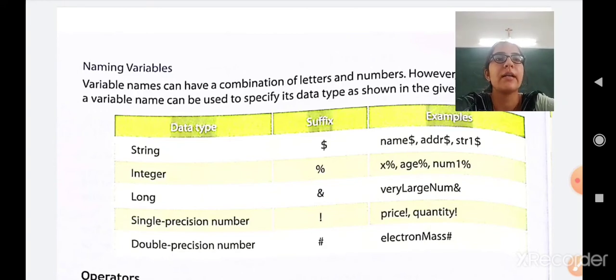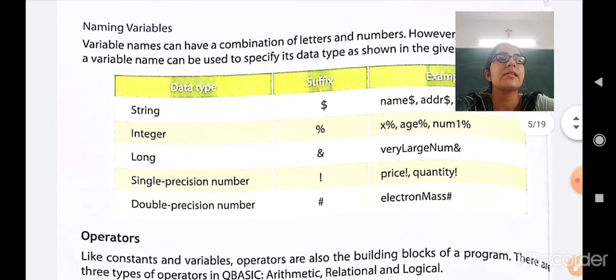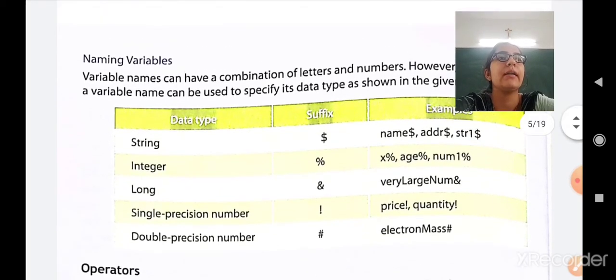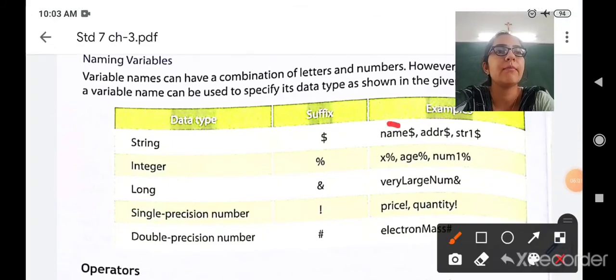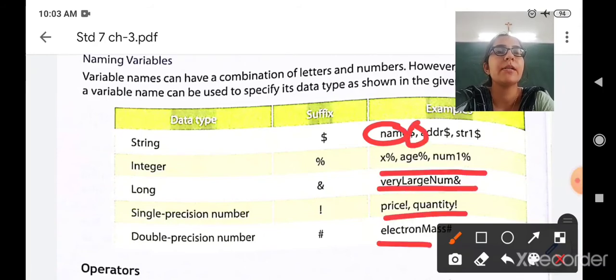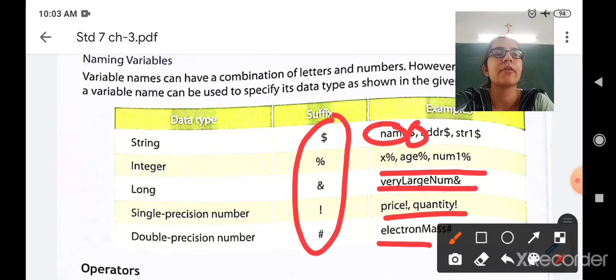Third is long and its sign is the ampersand. Very large number and ampersand, that is an example. Then single precision number, the exclamation sign is there: price!, variable!. Last is double precision number, its suffix is the hash: electron mass#. Okay, so this is how you can declare the variable names. You will see that the starting of your variable name will be its name and then its sign. Okay, so these are the names of the variables which you can give using this data type suffix.